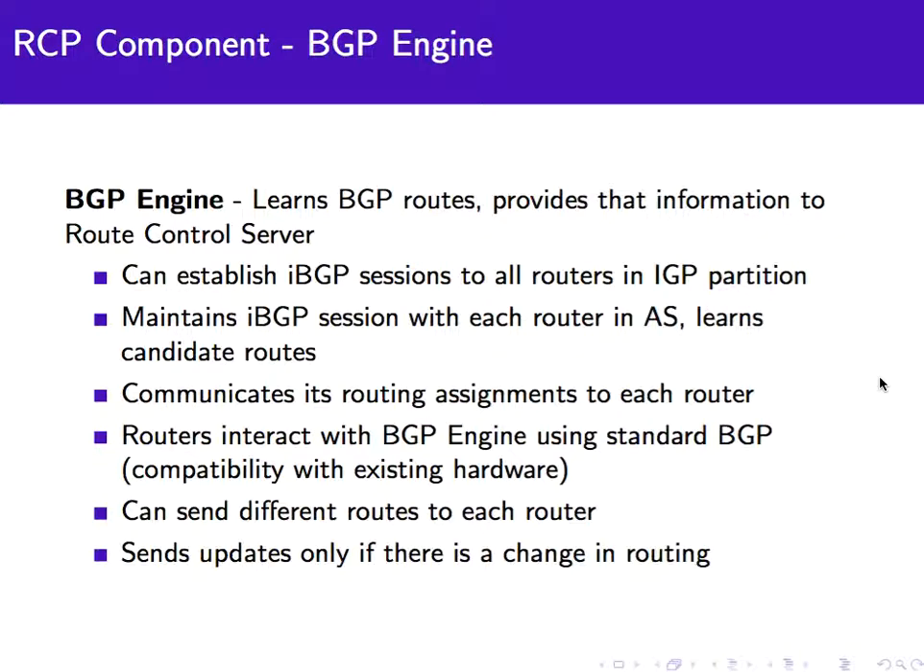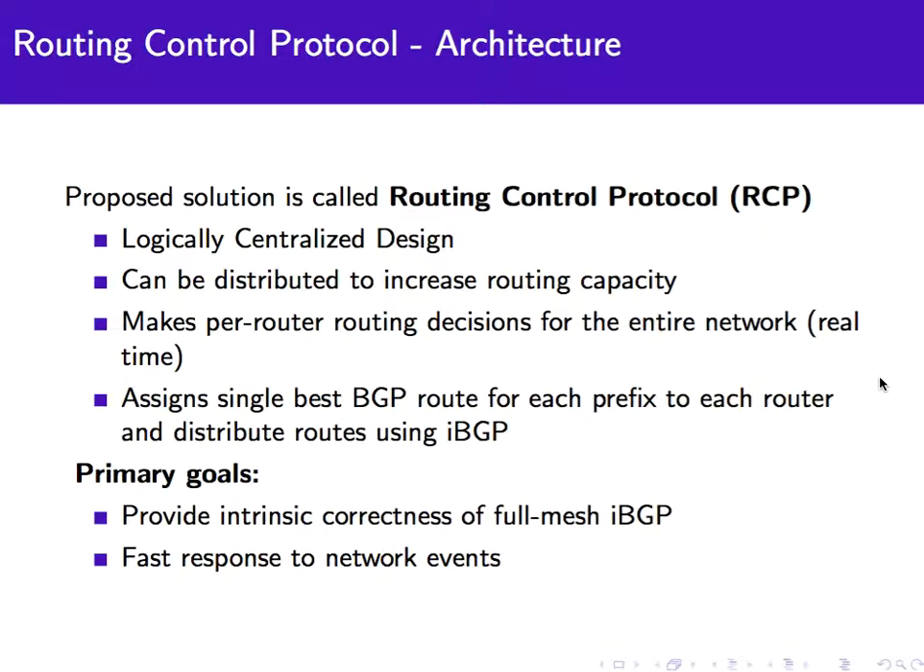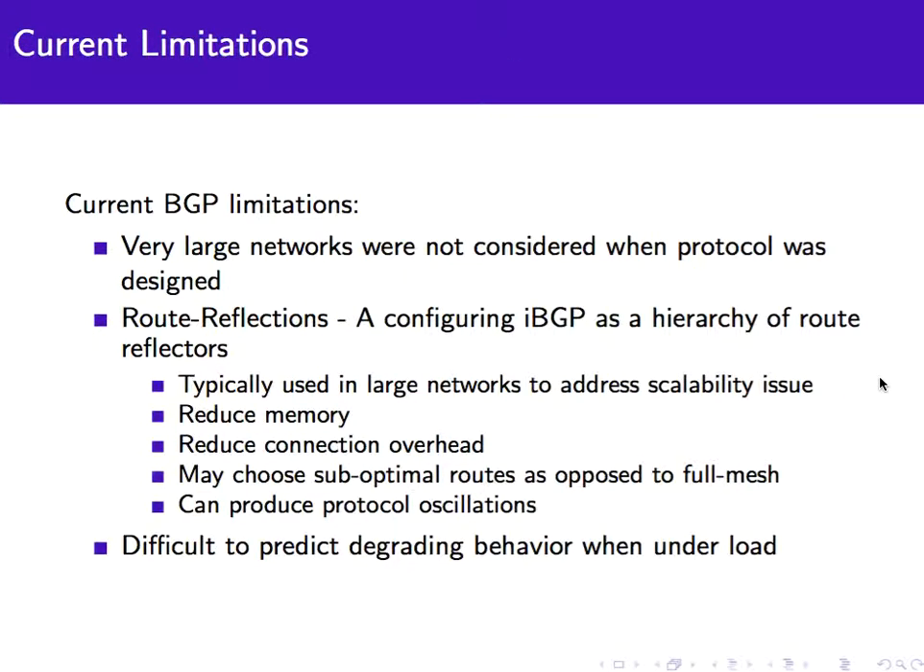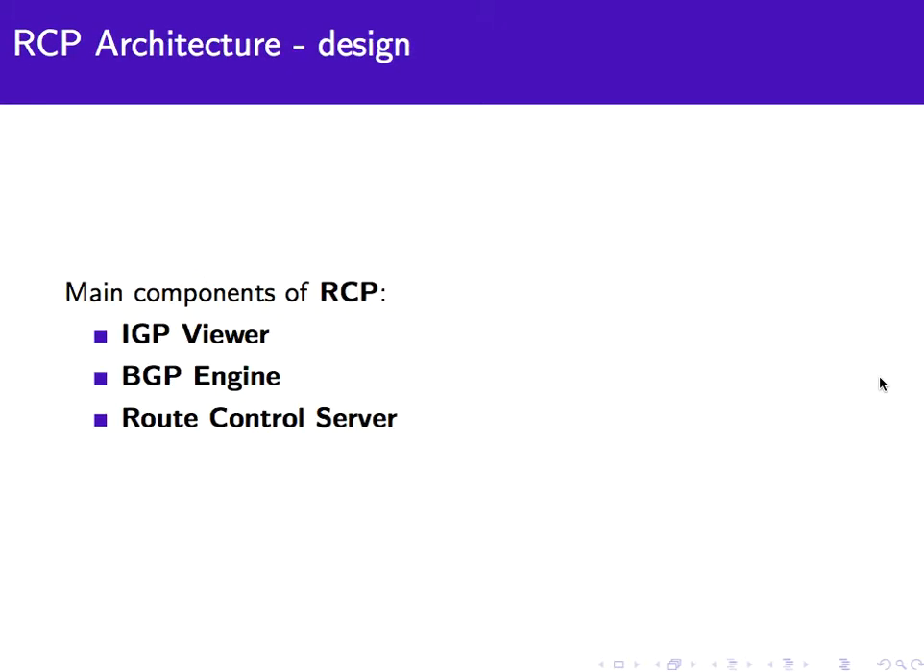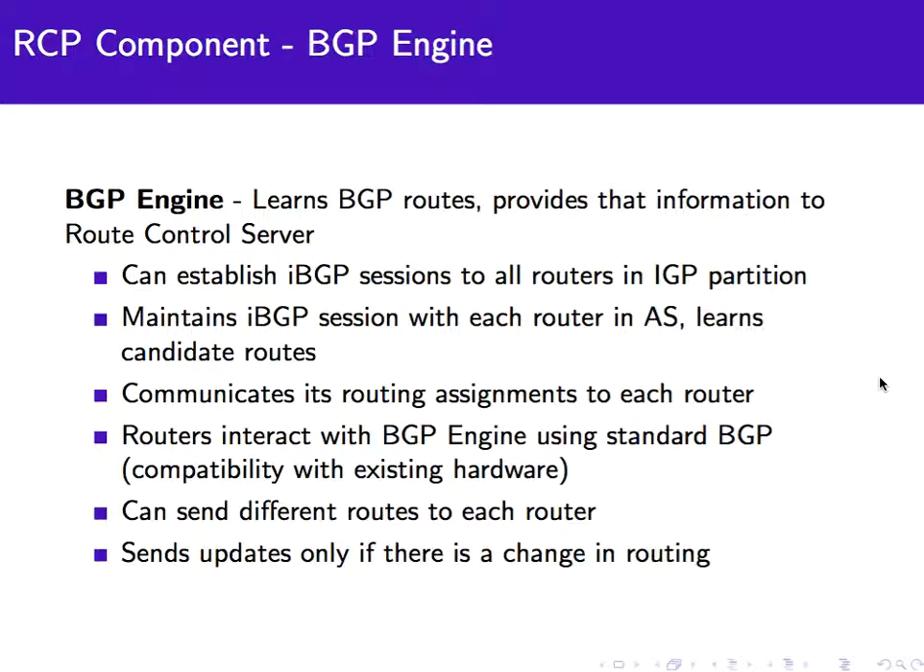So the second to the last bullet: can send different routes to each router. What this means is that, unlike in the previous example, where the BGP solution was with route reflectors, when they divvy up this traffic into this hierarchy, they were forced to use specific routes, as opposed to the BGP engine, which is not bound to those constraints. So we can actually send best routes to the routers. In addition, it sends updates only if there is a change in routing. So again, minimizing communication.